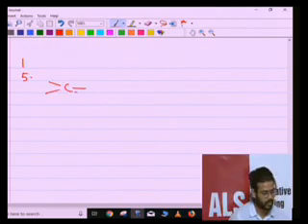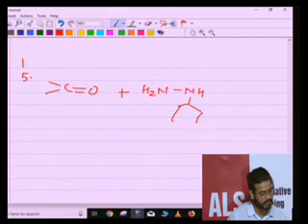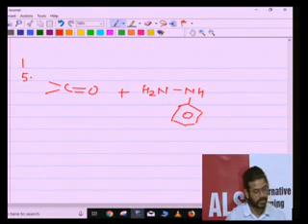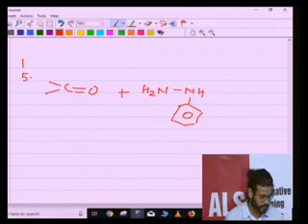It's C double bond O plus H2N NH, and this time this NH has a benzene ring. So your task is simple. What you have to do here is remove the water molecule only. So again H2O is removed.